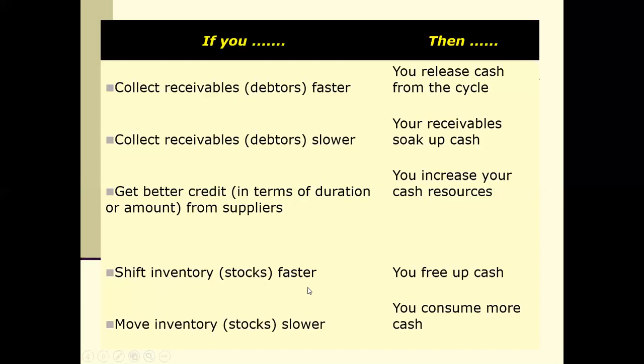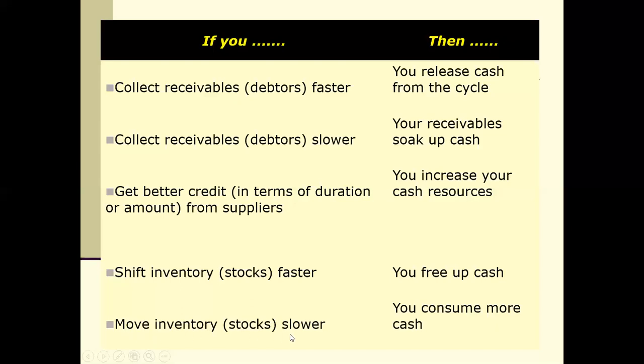Repeating it. Earlier, your business was taking 30 days to sell its inventory or to make a sale. But now your business, due to any reason, is selling its goods in 10 days. It means that you are freeing your cash 20 days earlier.